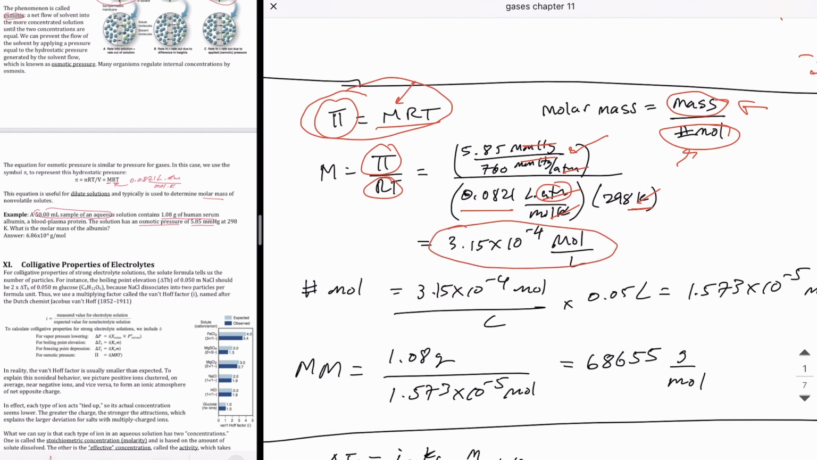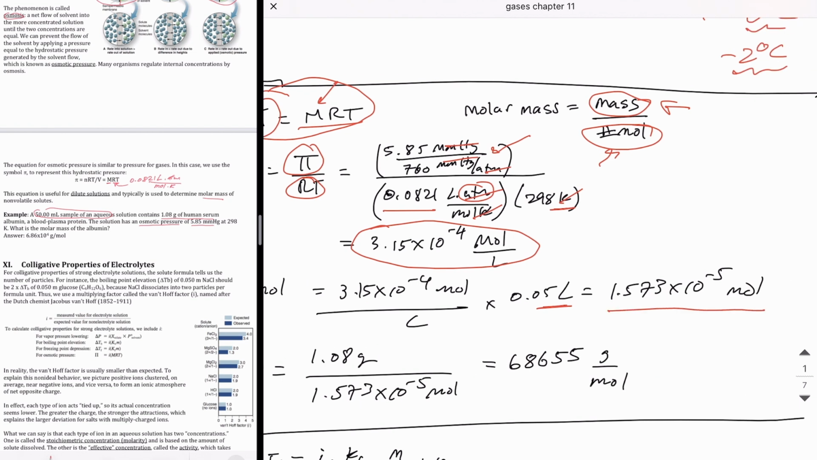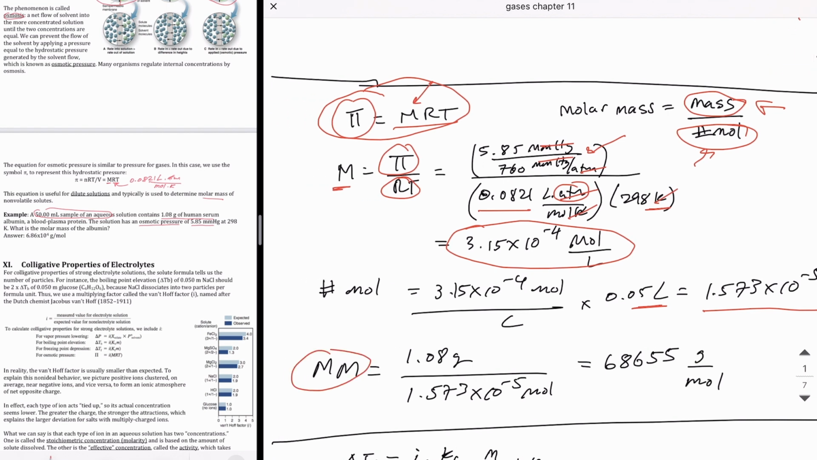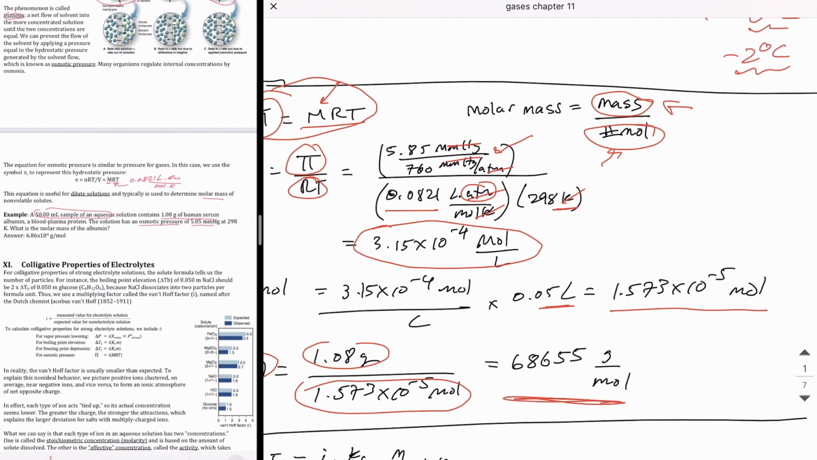And then to get the number of moles, once we know the molarity, we just multiply by the volume, which is also given to us in the problem, times the concentration, giving us 1.573 times 10 to the minus 5 moles as the number of moles of the protein. And then the molar mass is just the mass that we're given divided by that number of moles. And as you can see, this is a pretty large number, 68,655 grams per mole. This is very typical, by the way, of proteins of all kinds, because on average, they have about 10,000 atoms. So it's not necessarily a number that is out of the ordinary for a biomolecule, okay?